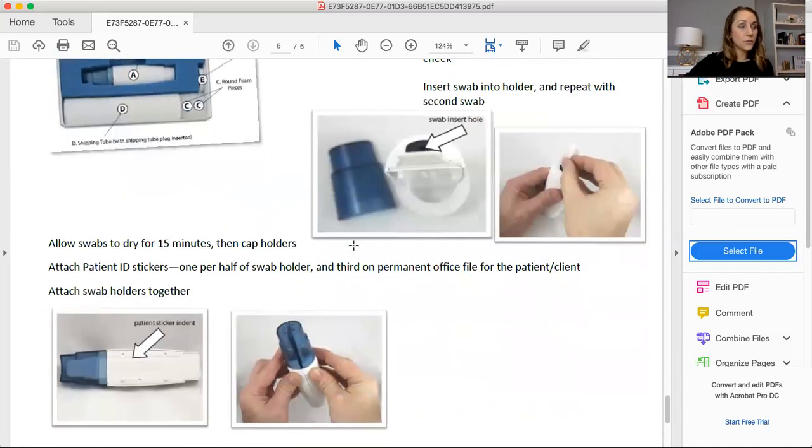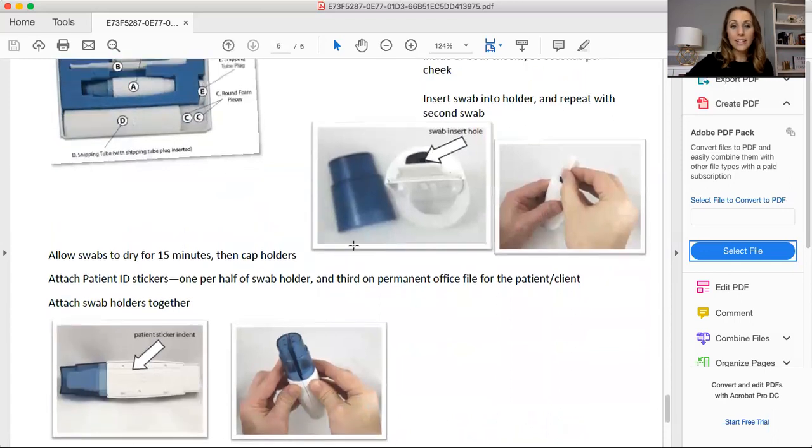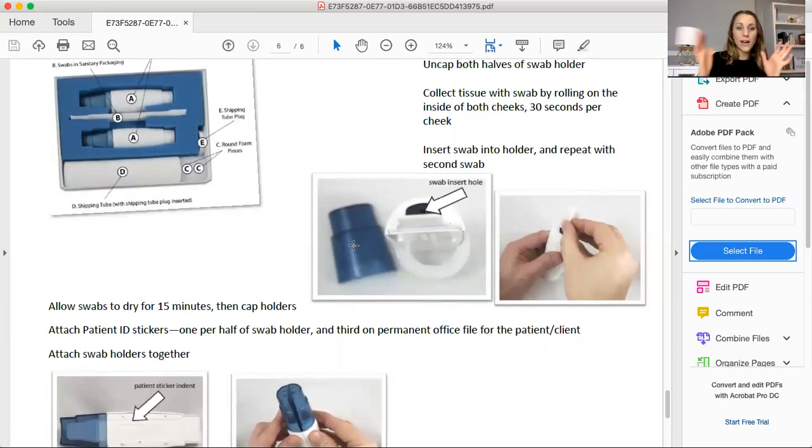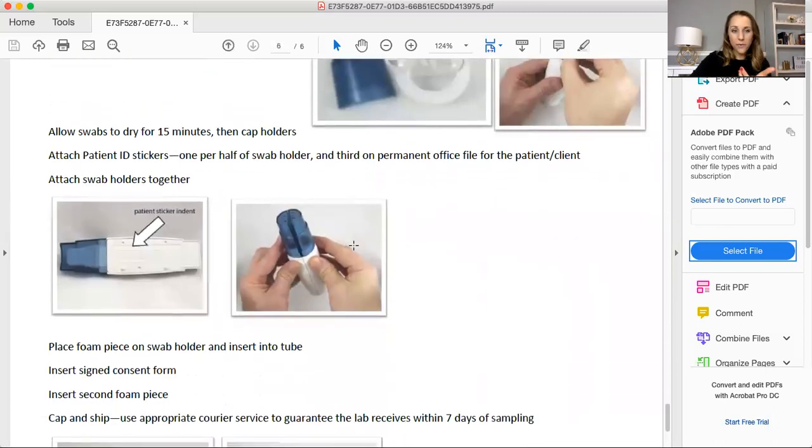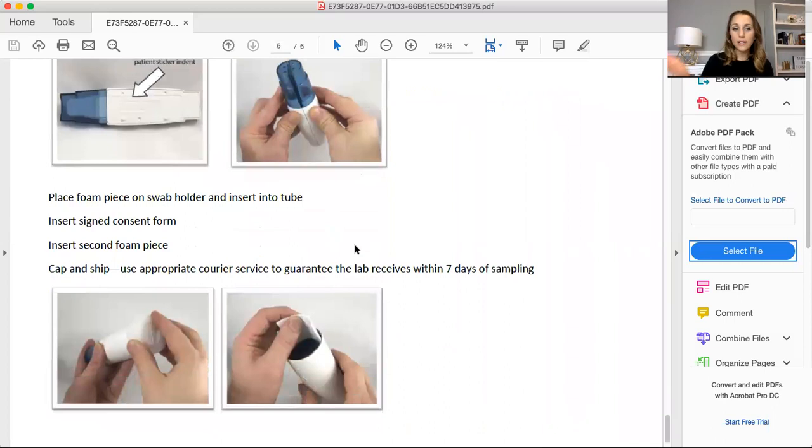The swabs do have to dry for 15 minutes, and then you're going to put it together, put the caps on, and put the halves together. There's a foam piece, and you'll insert it into the tube with a signed consent form. And you cap it and you ship it however you would like to ship it, as long as it goes to the lab within 7 days of sampling. We do not include shipping, whether you want to do your own UPS or FedEx pickup, or send it via 2-day priority via United States Postal Service, whatever it is, as long as you know it's going to get to the lab within 7 days of the sampling.